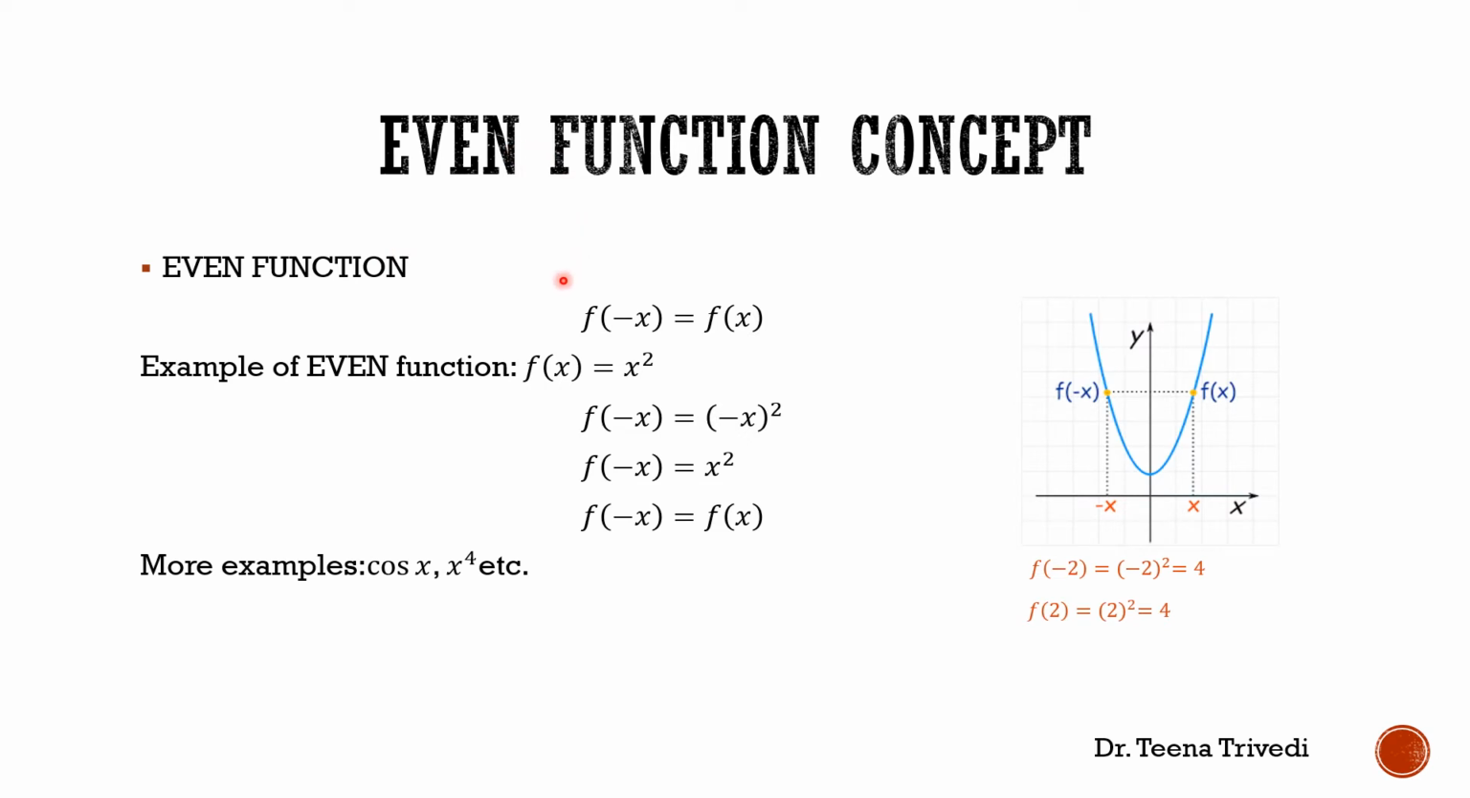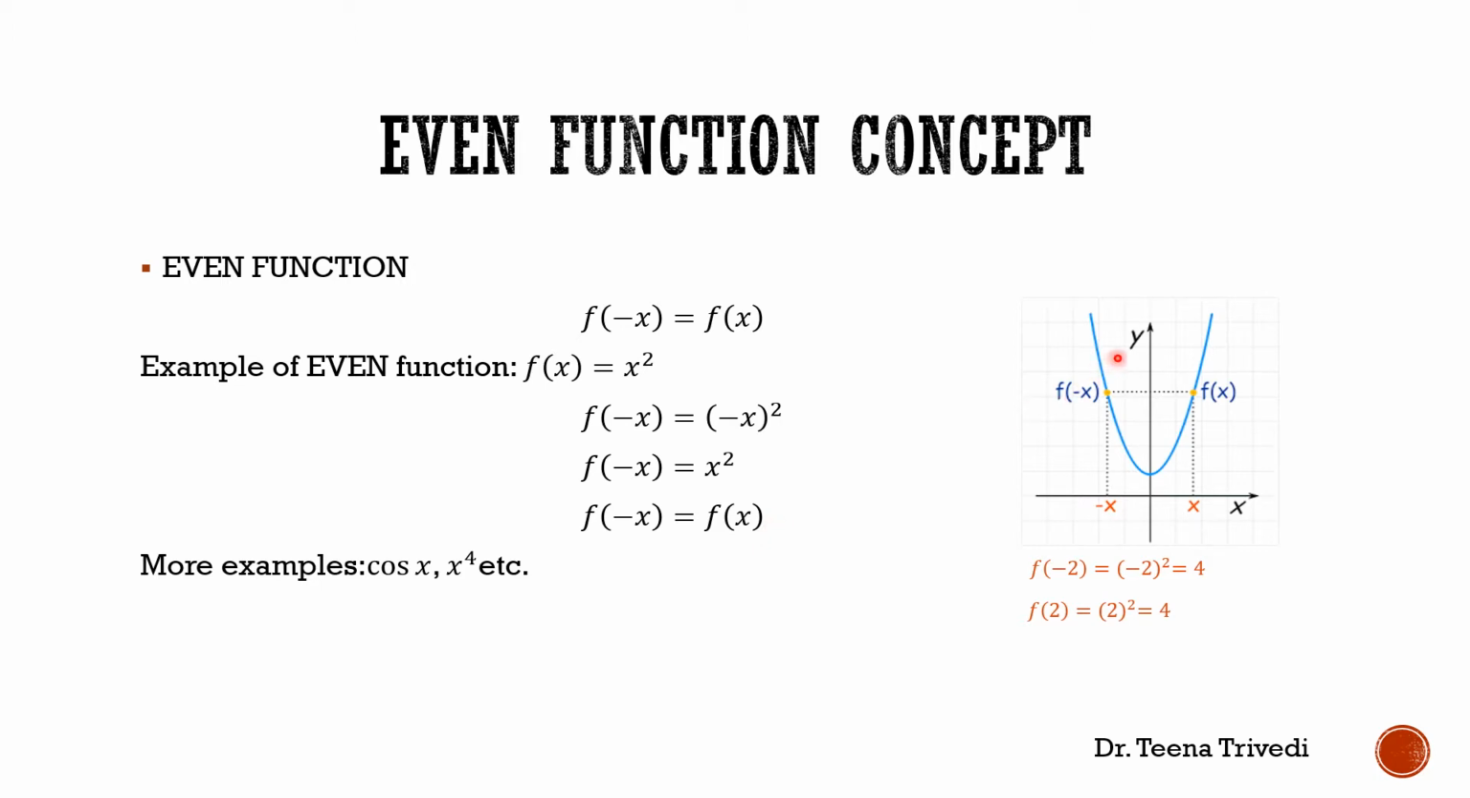So first we will understand the concept of even function. At the place of x we put f of minus x, and again you will have the same function of x. For example, if we take f of x equal to x square, that is a parabola, then when you put minus x, the function of minus x will be minus x the whole square, and again you will have x square. So f of minus x is equal to f of x.